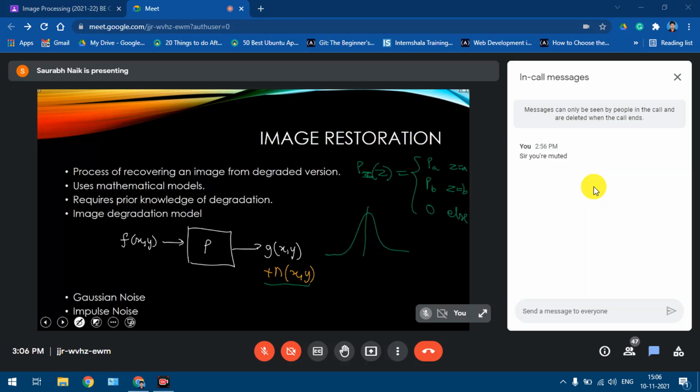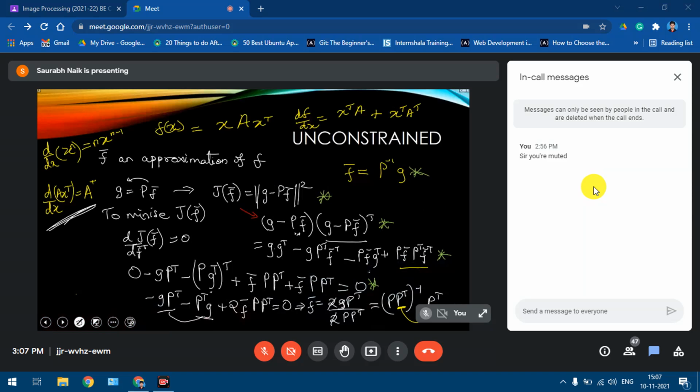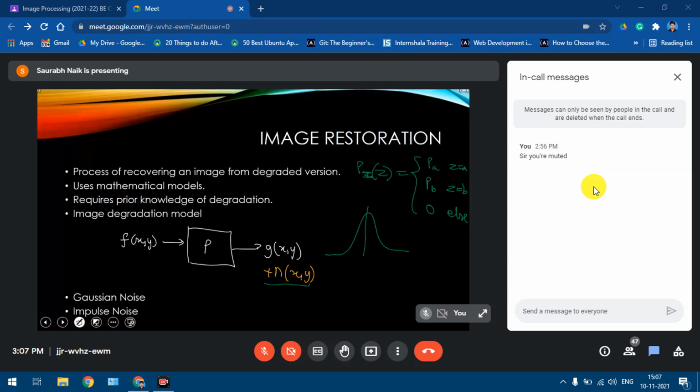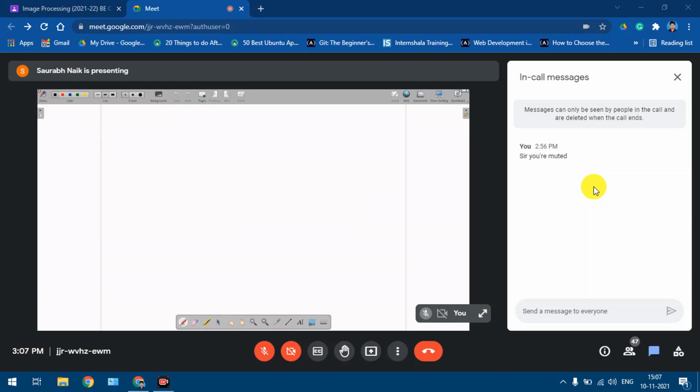Now, the image degradation model, depending on this noise, may be slightly changed. This part is basically a mess, so I'll just redraw this derivation so I can show you. But before going to that, let me just slide this.